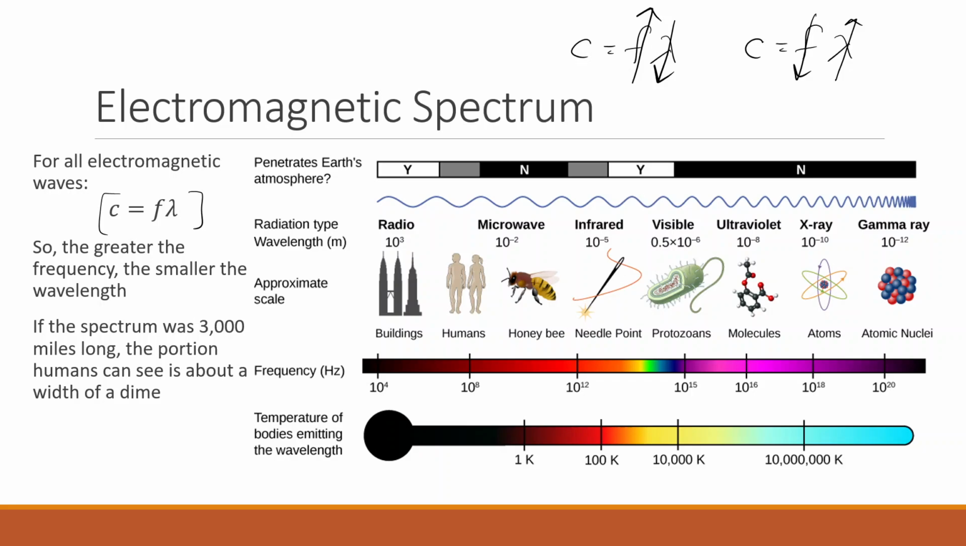For understanding here, we see visible light. Humans can only see visible light. To put this into perspective, if the spectrum were spread out along 3,000 miles, the portion that humans can see is only about the width of a dime. Yes, a dime. We can only see just a smidge of this spectrum.